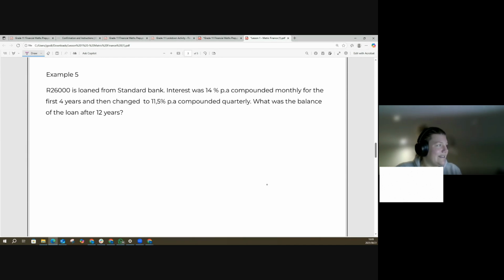26,000 rand is loaned from Standard Bank. The interest was 14% per annum compounded monthly for the first 4 years, and then it changed to 11.5% compounded quarterly. What was the balance of the loan after 12 years? Super nice, easy timeline question to just slowly get into timelines.